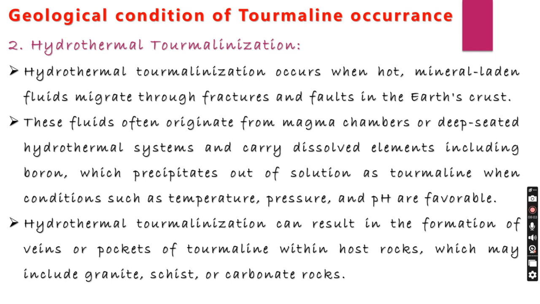These fluids often originate from different sources like magma chambers and deep-seated hydrothermal systems, and carry dissolved elements including boron, which precipitates out of the solution as tourmaline when conditions like the required temperature, pressure, and pH are fulfilled. And this hydrothermal tourmalinization can result in the formation of veins or pockets of tourmaline within host rock, which may include granite, schist, or carbonate rocks.